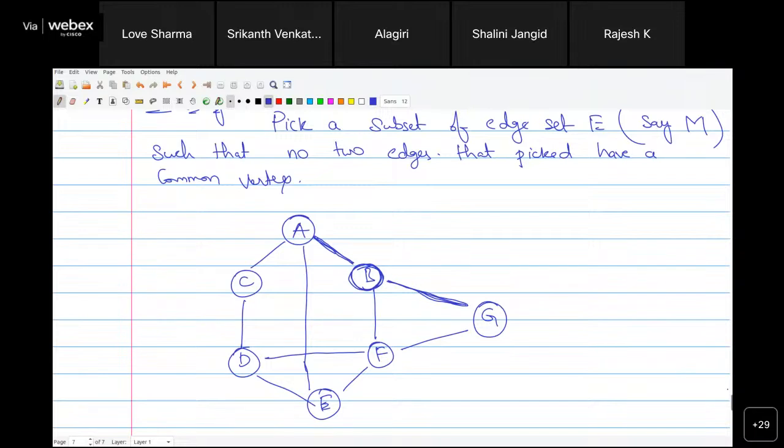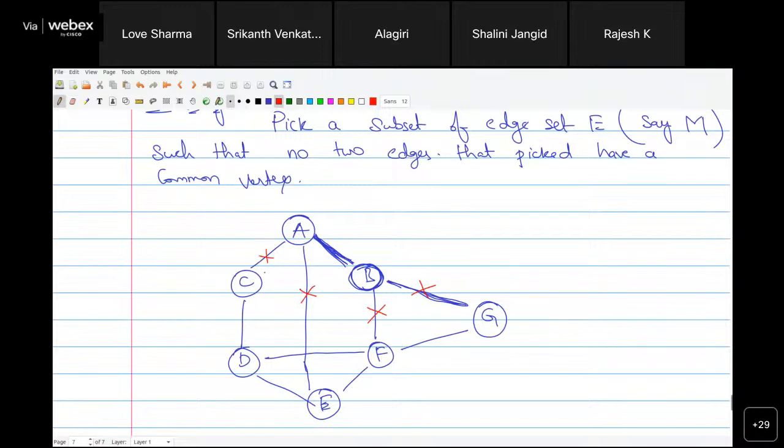So you shouldn't pick these two edges in your subset. If you have picked AB, then you are not allowed to pick BG, BF or AC also. AC and AB have a common vertex A, and AE and AB also have a common vertex A. So once you pick this, you are not allowed to pick this, this, this and this.